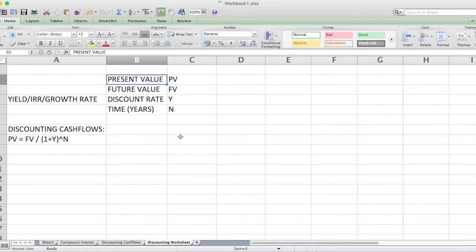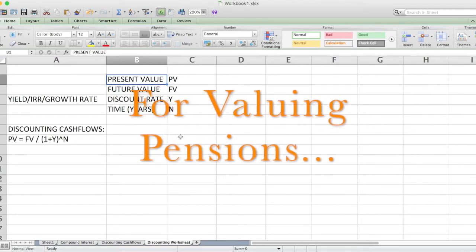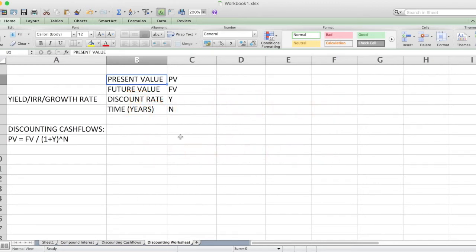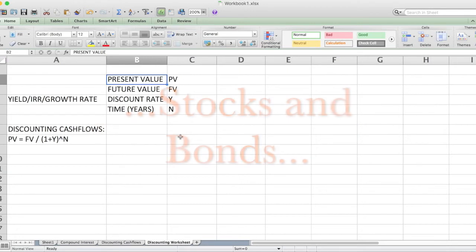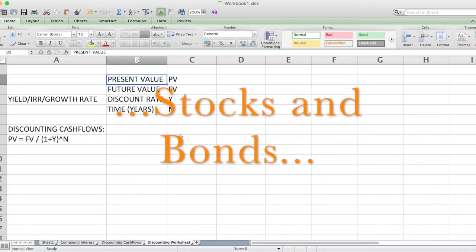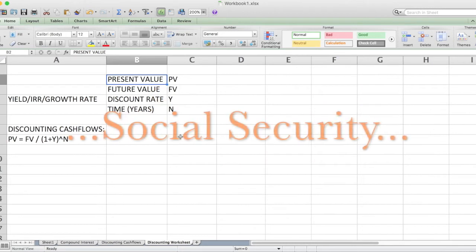So discounted cash flows, just to remind you, is super useful for calculating future payments, like what's the value of a pension payout, or what's the value of an annuity, or frankly, what's the fundamental value of a stock or a bond. It's the basic skill of investing. It's useful for what those future Social Security payments are worth.